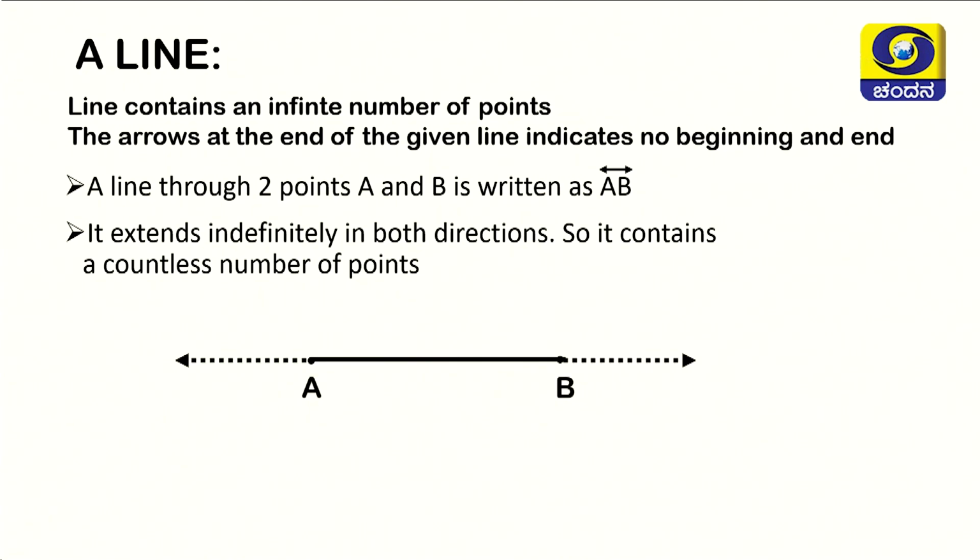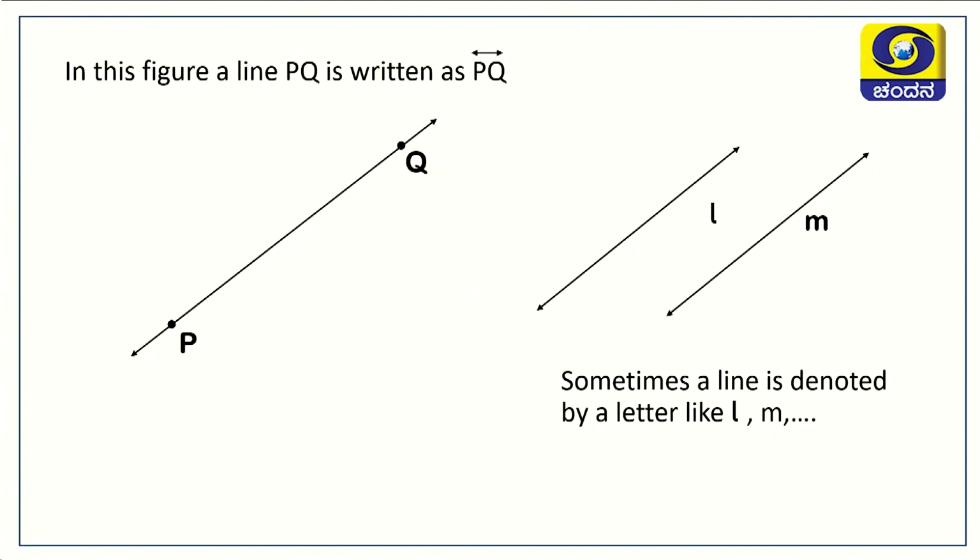Look at this figure, points A and B marked on the line. Both the ends are shown by arrows. The line does not have definite length. In this figure, the line is written as line PQ. Sometimes lines are denoted by letters like L, M and so on.